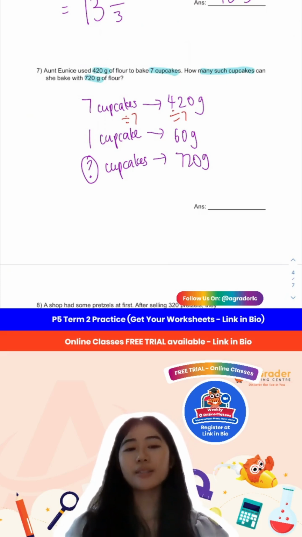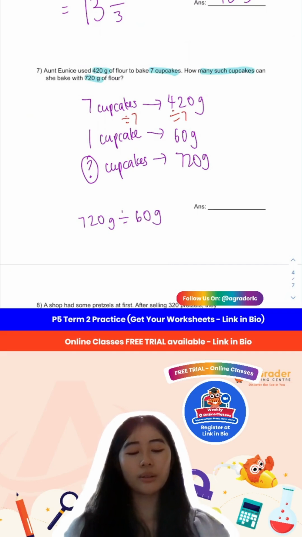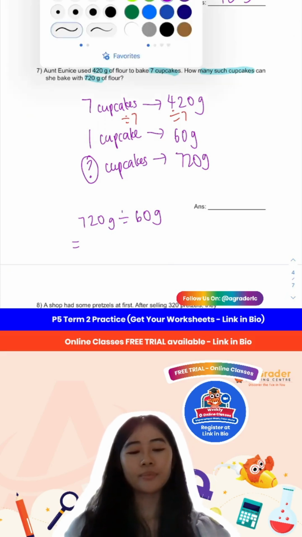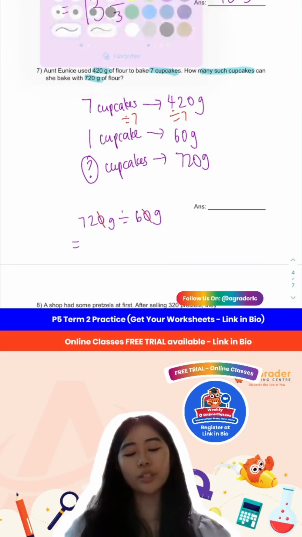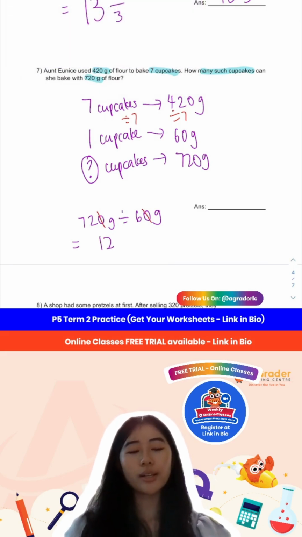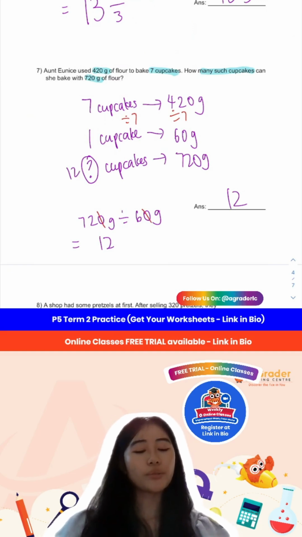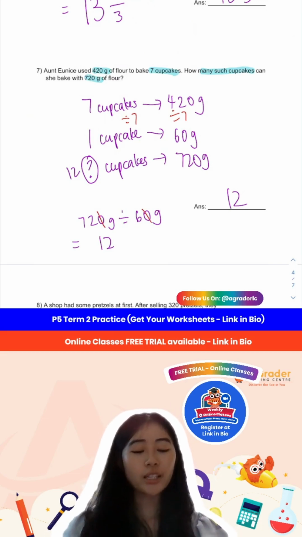Okay, so Cheyenne says divide. Yeah, correct. So you can use 720 grams divided by 60 grams. Division is correct. So you're going to cancel the 0 first. You're left with 72 divided by 6, which is exactly 12. Okay, so that's how you get the answer 12. So this is actually 12 cupcakes you can bake with 720 grams of flour. So Jin, for this question, the last step is to divide.